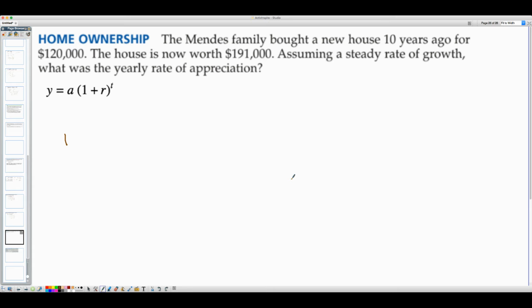Last of all, we have the Menendez family bought a new house 10 years ago for $120,000. It's now worth $191,000. Assuming a steady growth rate, what is the yearly rate of appreciation? So we're looking for the yearly rate of growth, meaning it's going to be compounded yearly. My n value is 1.